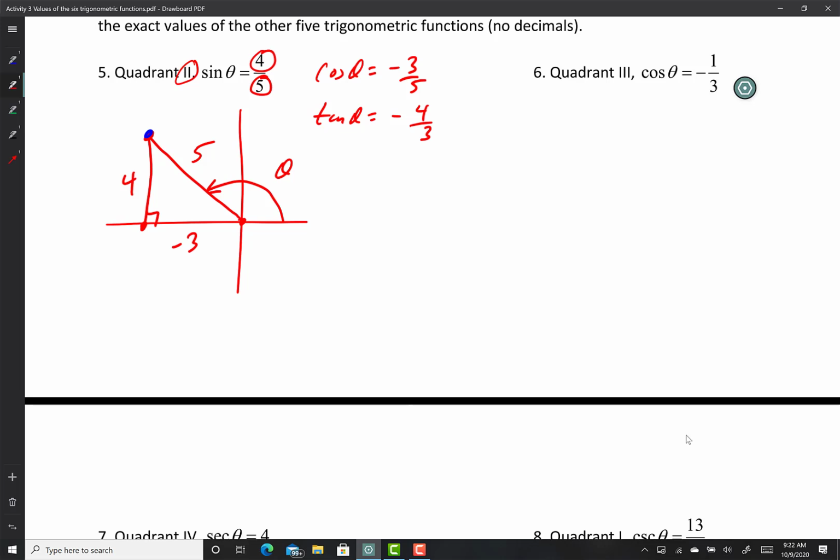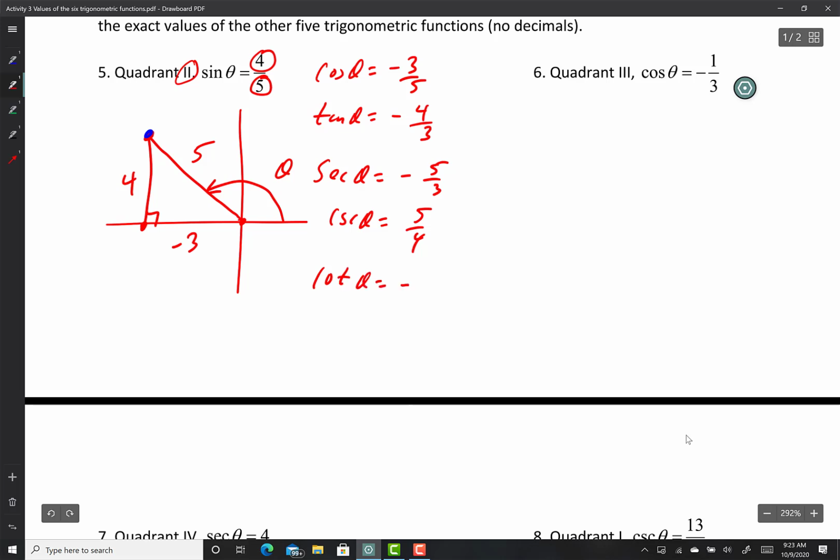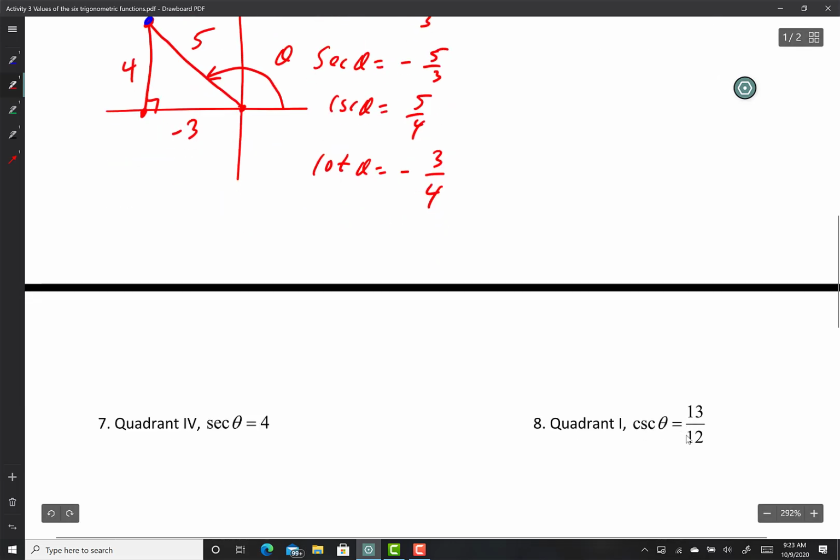Let's see, what else am I missing? Secant. Secant is negative 5 over 3. Cosecant is the reciprocal of sine, so 5/4. And cotangent is the reciprocal of tangent, so negative 3/4. I don't see any errors, guys. Let me make sure again. Negative, negative. Secant, reciprocal of cosine. Cosecant, reciprocal of sine. There we go. 1, 2, 3, 4, 5. I got them all. All right, let's go.